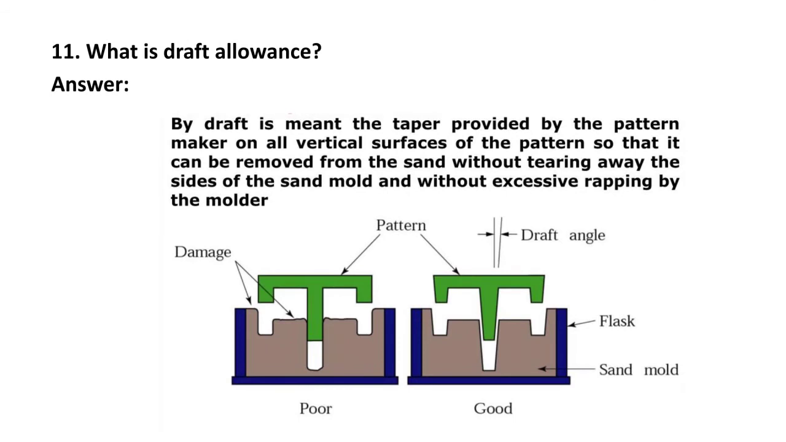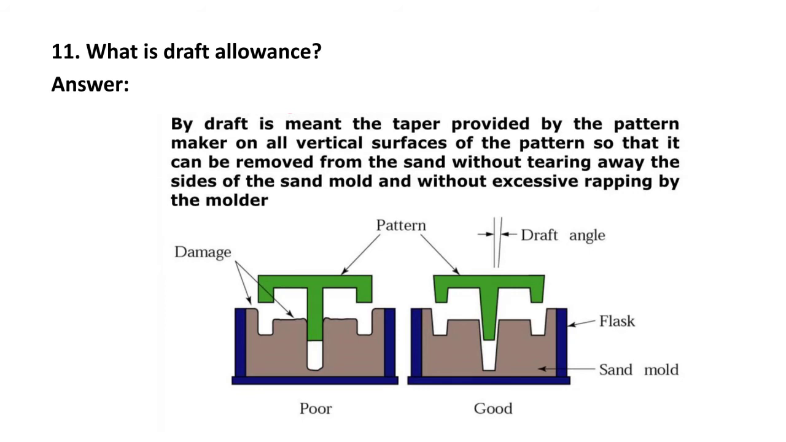Next question, what is draft allowance? So here you can see the draft allowance. See the first figure and second figure. So here the draft is not provided. So while removing this pattern, this wall may get damaged, whereas here the draft is provided. So this pattern will get easily removed and your wall will not get damaged.